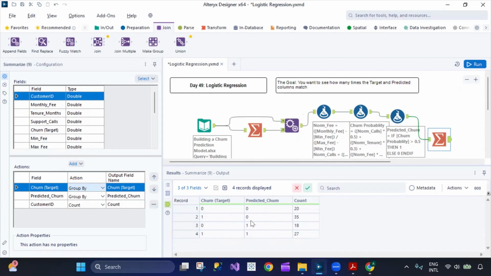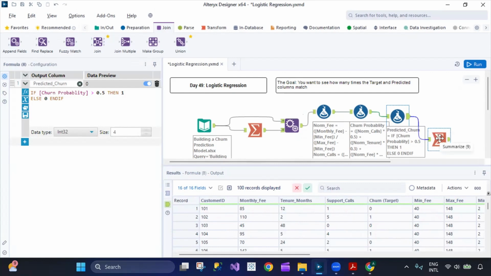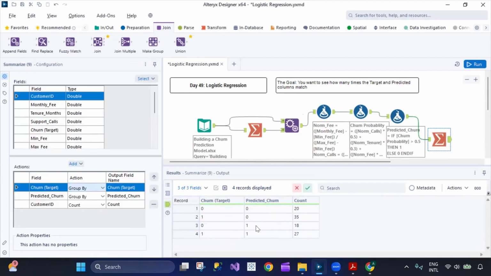So I need to go and check those 35 customers. Now this is also a focus area, and this is also a focus area. The predicted value for 18 customers was 0, but we got 1 because their probability is greater than 0.5, right? Based on the nominal tenure, nominal fee, and all these logics. And on top of it, this is matching, this is matching. So the first and the fourth are fine, but the second and the third have to be looked at.